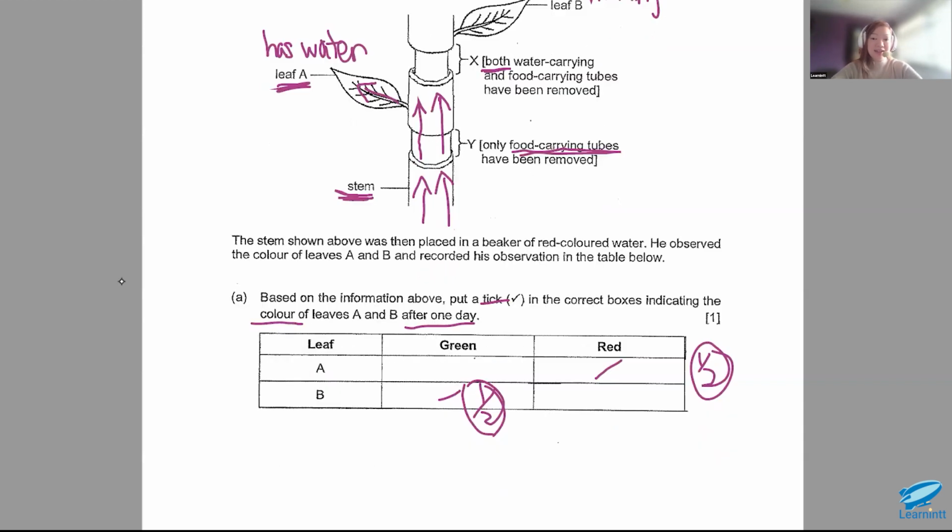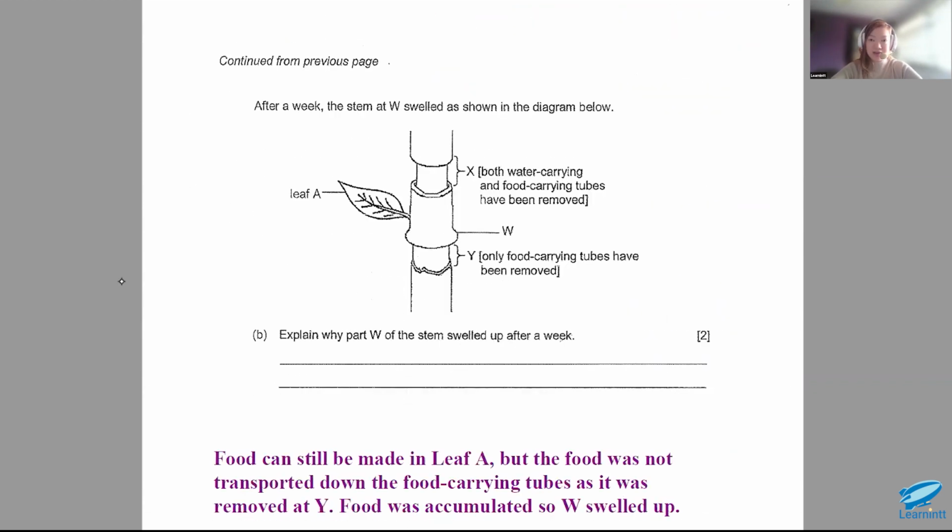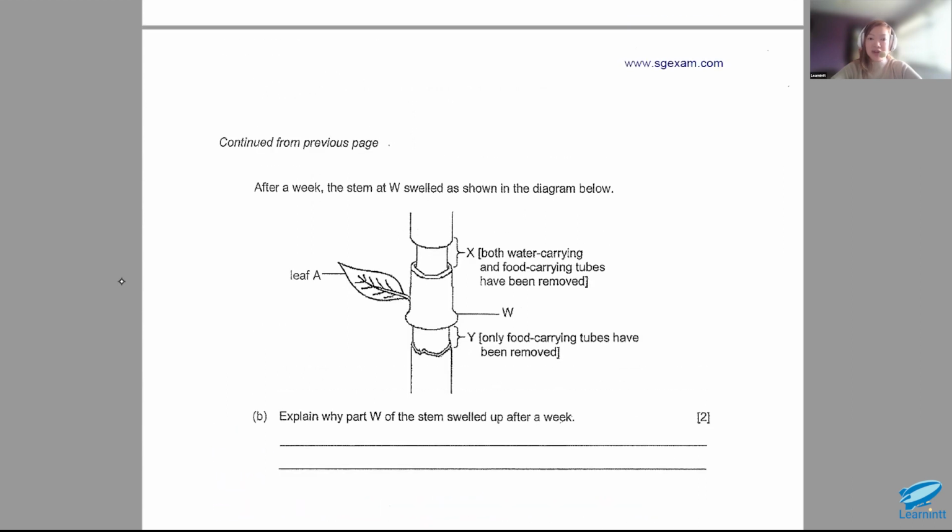And done. Next. It's the same diagram, but they are asking a new question. After a week, the stem at W swelled as shown in the diagram below. Question: explain why plant W swells up after a week. For those who don't know, swelling is expanded, but we don't call it expanding because expanding is more used for magnets and materials. Swelling is more for living things. Like if someone punches you, you're going to have a swelling here. Same thing for the plant, but it's not being punched here. Let's find out what's going on.